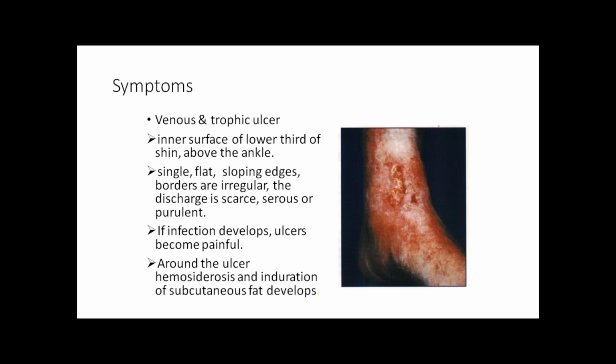So there will be a single flat ulcer with sloping edges and borders which are regular or irregular, depending upon the presence and type of granulation tissue and the presence of any secondary bacterial infection. The discharge may be scanty, serous, or purulent. If infection develops, the ulcer becomes painful. Around the ulcer, hemosiderosis and induration of the subcutaneous fat will develop.